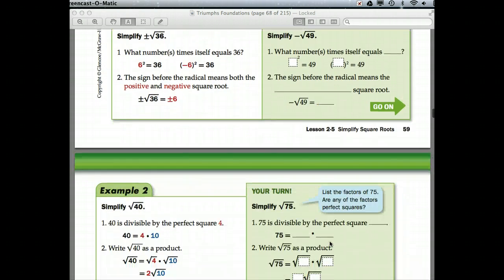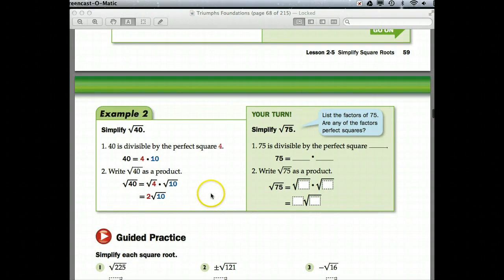Okay, let's look at another one. 40 is divisible by the perfect square 4. So we can write that as 4 times 10. So write the square root of 40 as a product: square root of 4 times the square root of 10, which will be 2 square root of 10.